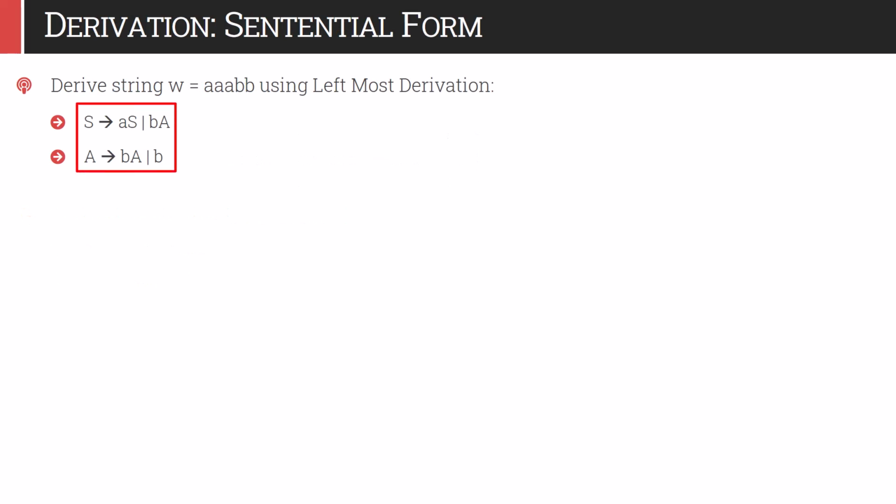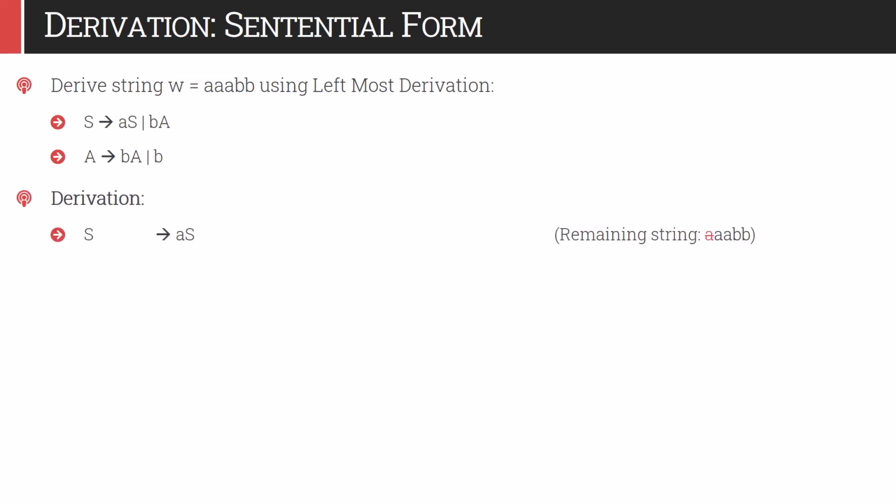Consider the grammar S gives AS or BA, and A gives BA or B. So here S has two productions. One is you can replace S by AS or you can replace S by BA. And A you can replace by BA or you can replace A by B. So there are actually four productions, but we have represented them using the shorthand notation. We have to derive string W equal to AAABB using the leftmost derivation from this given grammar. So let us start with the initial symbol S.